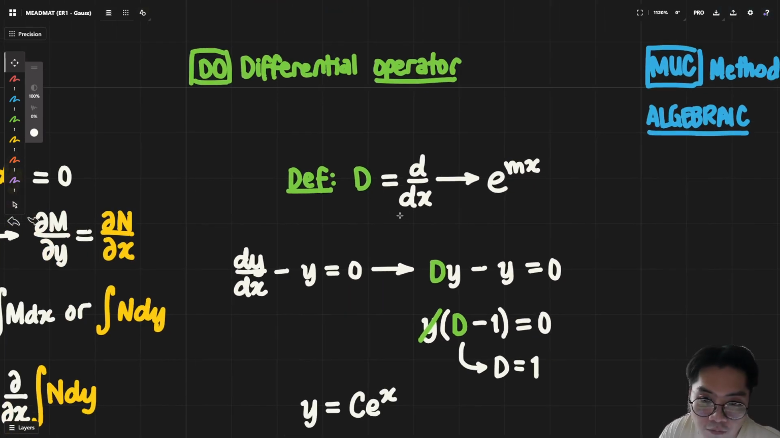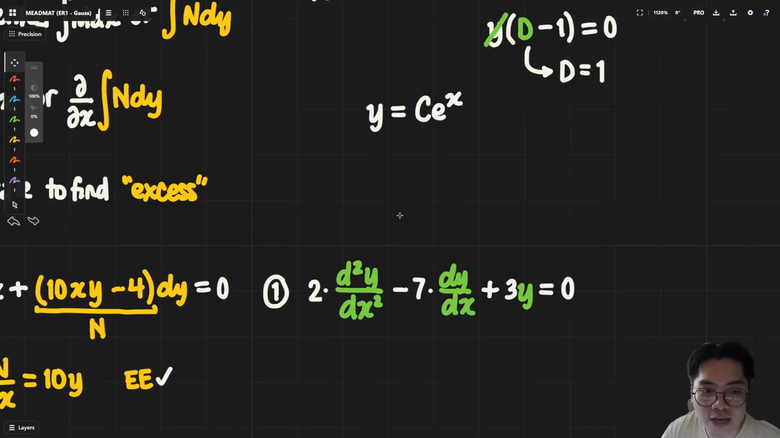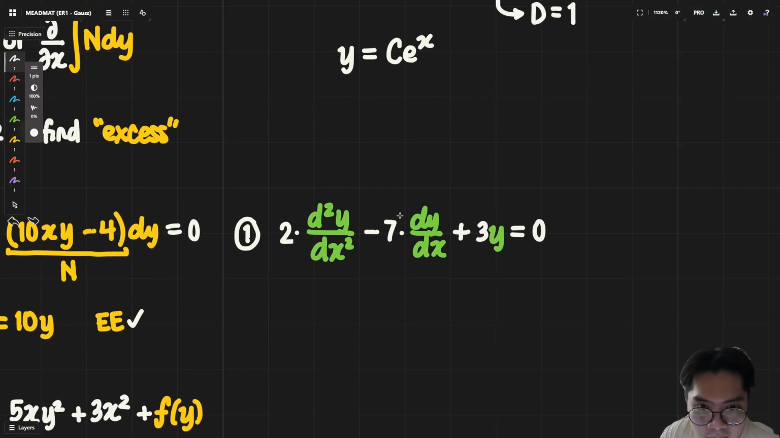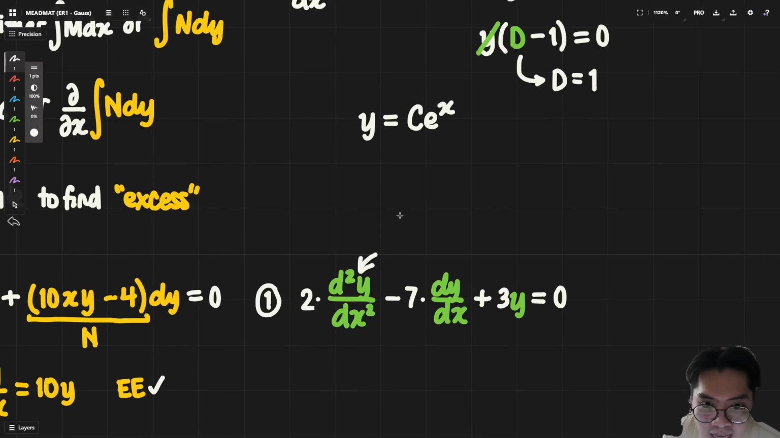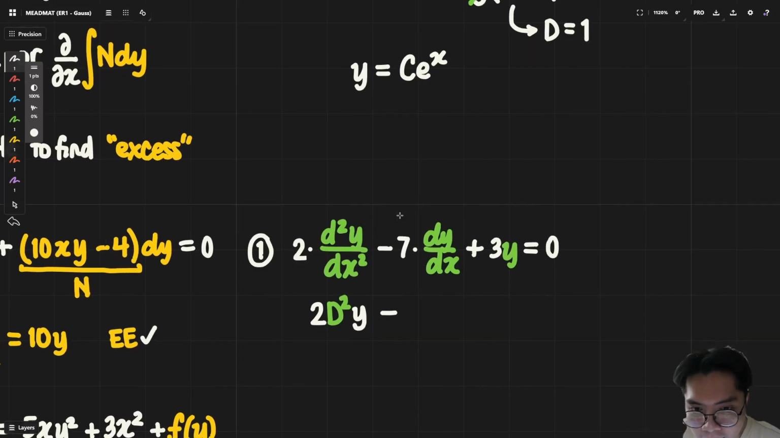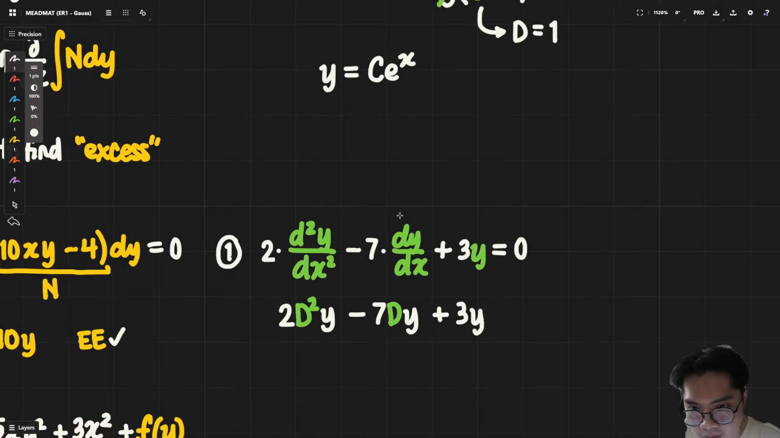Homogeneous differential equations. So now let's try it out with this: 2 times the second derivative of y with respect to x minus 7 times the derivative of y with respect to x plus 3y is equal to 0. And we can see here that this is just the second derivative of y. This is not 2dy. Instead, what this is, is 2 times d squared y minus 7 dy and then plus 3y is equal to 0.